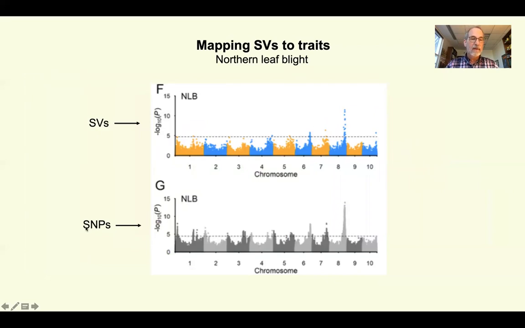I'm going to start at the bottom here. These are the GWAS hits using SNPs for northern leaf blight across the NAM inbreds, and you can see these various hits across the genome. A notable one here on chromosome 8. And if you go to the SVs, which tend to be in high LD with the SNPs, you can see the same rough pattern, including the same one on chromosome 8. But for SVs, you can also see a good hit here on chromosome 10 that was not identified with the SNPs.